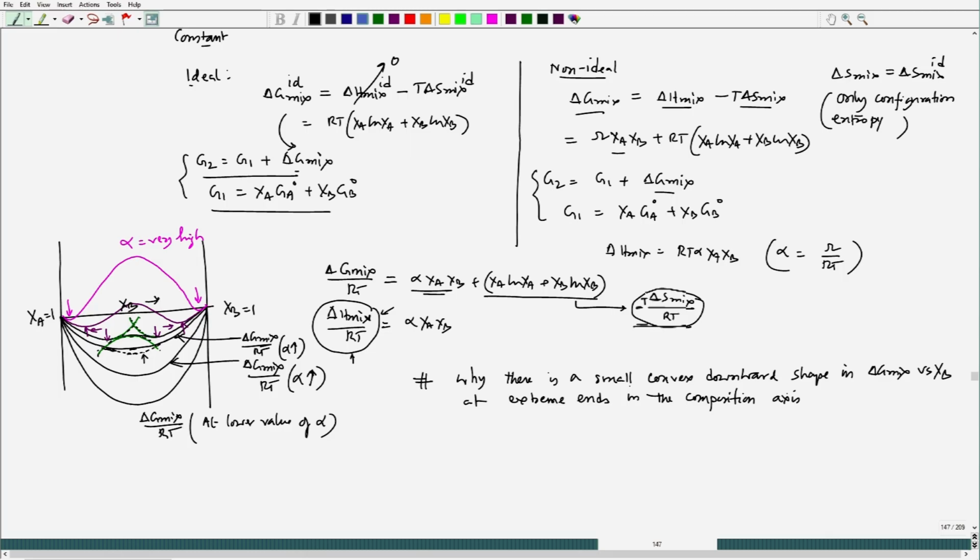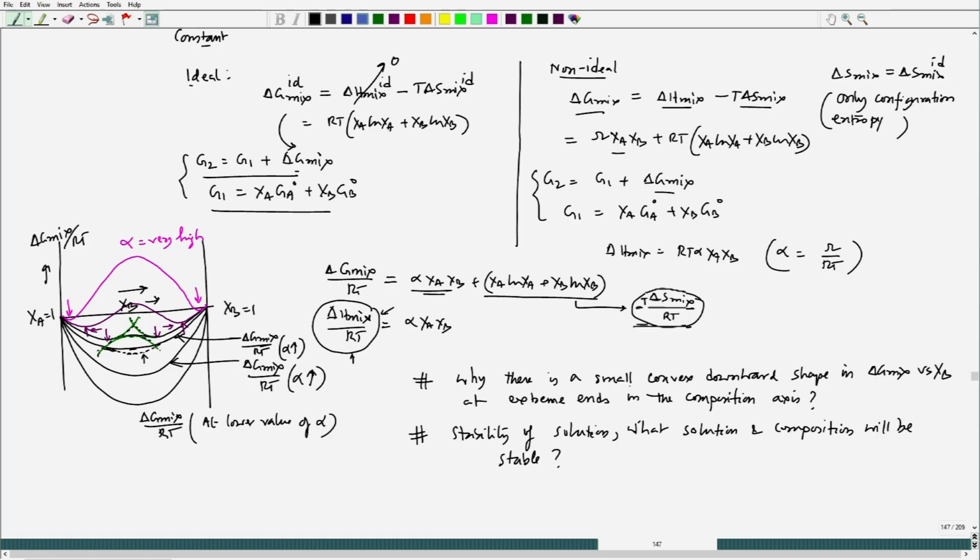Okay. So this is nothing but the delta Gmix by RT plot and this is composition, okay, XB. So this question we have to respond, and the second question is the stability of solution, or rather what solution and composition will be stable. Okay, we need to respond to this question.